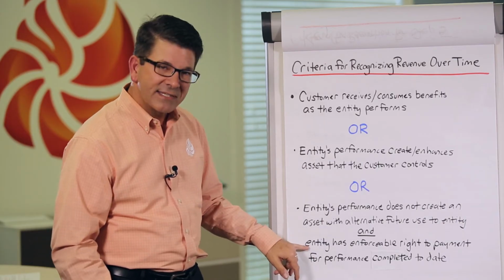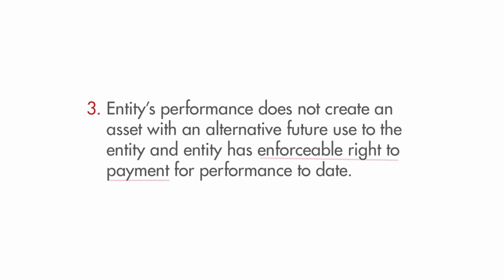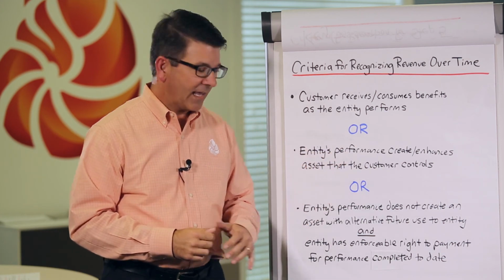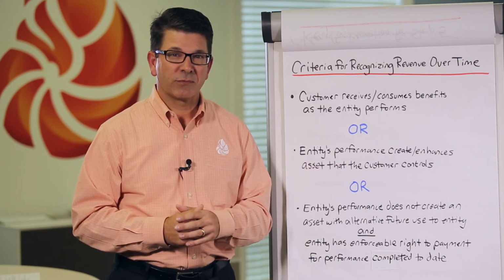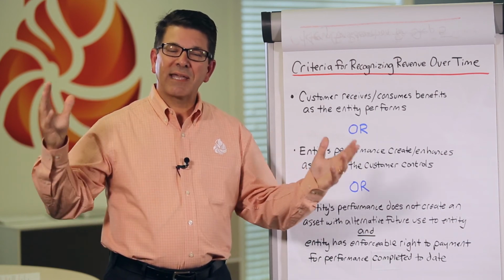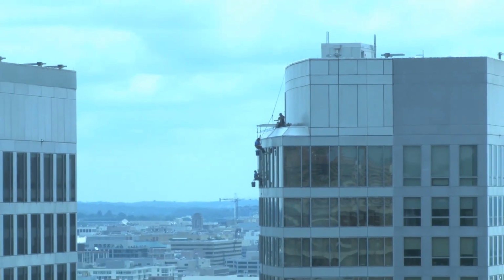And really, it's the second part of it. If the scaffolding company has an enforceable right to payment for the percentage of completion, then they would meet this third criteria and could continue to recognize revenue over time. If, however, they didn't have an enforceable right to payment, they would have to wait until basically the scaffolding was ready to be used by the customer, and then they would recognize it while the customer is using it.